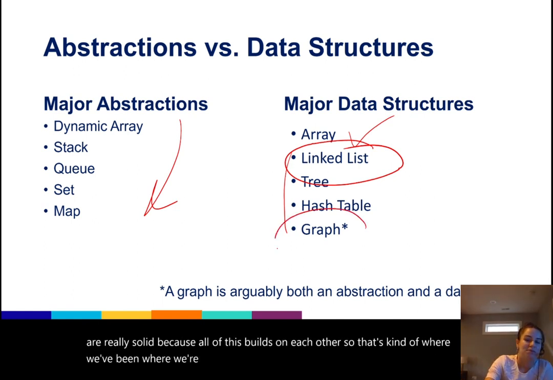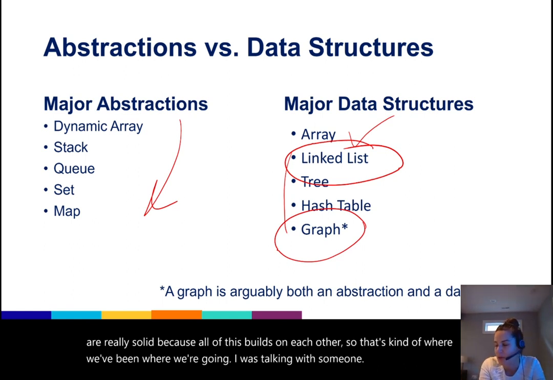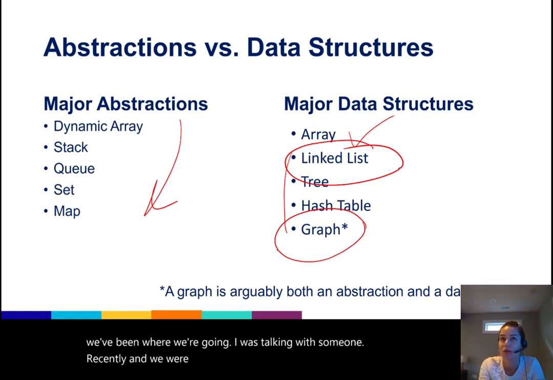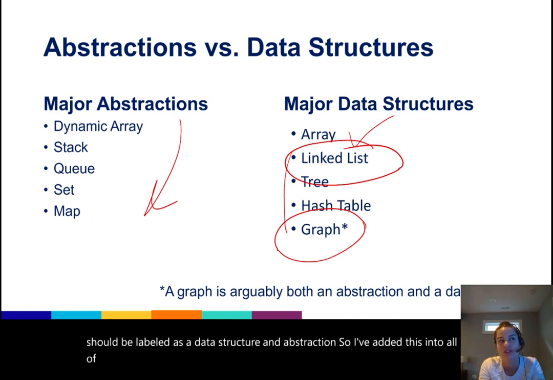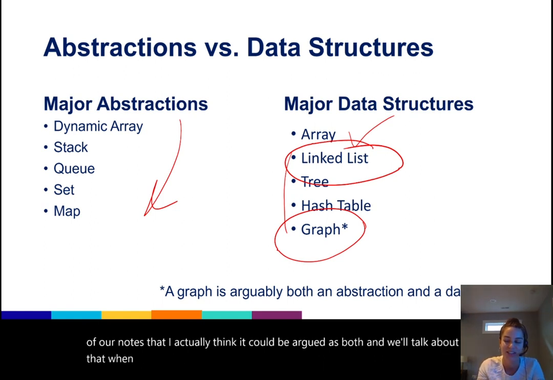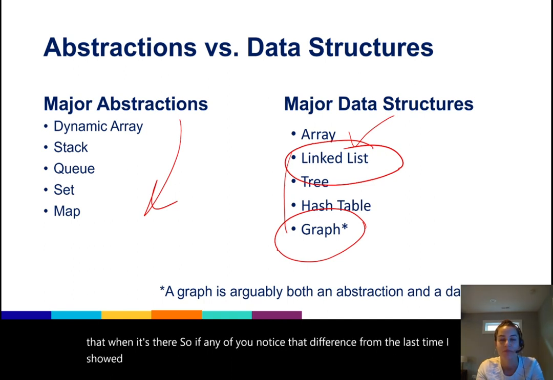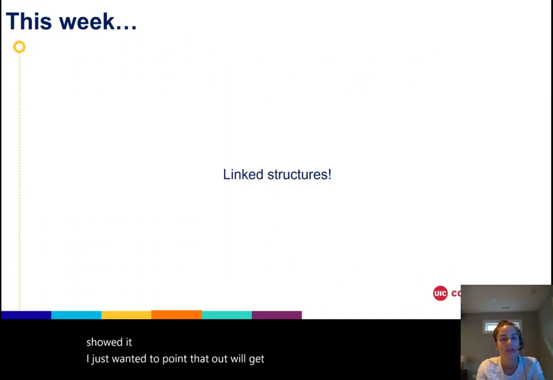I was talking with someone recently, and we were going back and forth about whether a graph should be labeled as a data structure or an abstraction. I've added this into all of our notes, that I actually think it could be argued as both, and we'll talk about that when it's there. If any of you noticed that difference from the last time I showed it, I just wanted to point that out. We'll get to it later though.